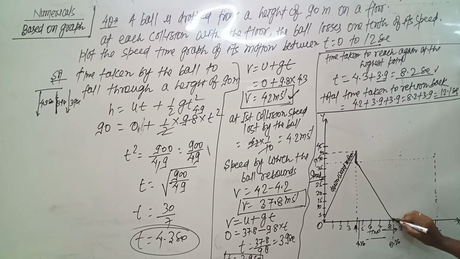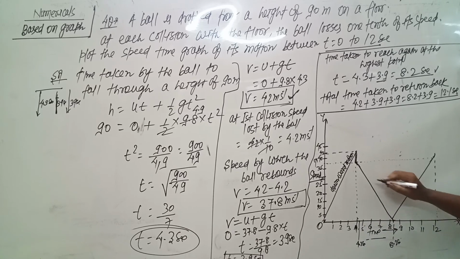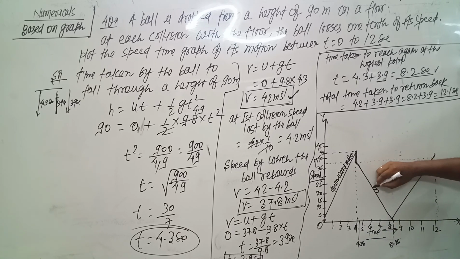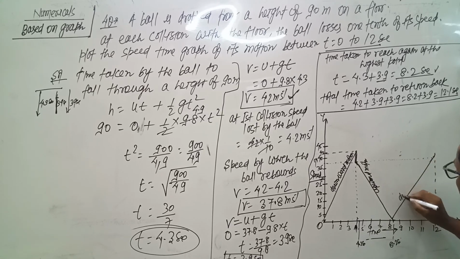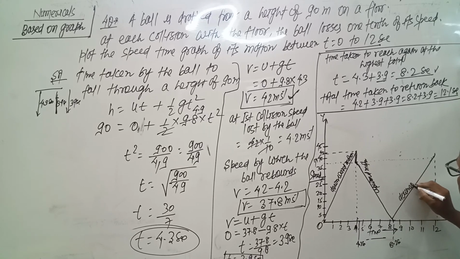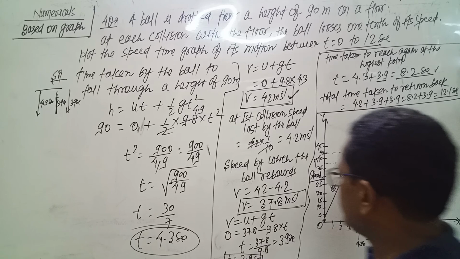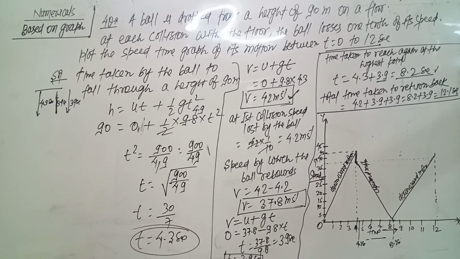So this is the downward motion. Again this is the upward motion, and again this is the downward motion. This is the speed-time graph from time t equals 0 to 12 seconds.